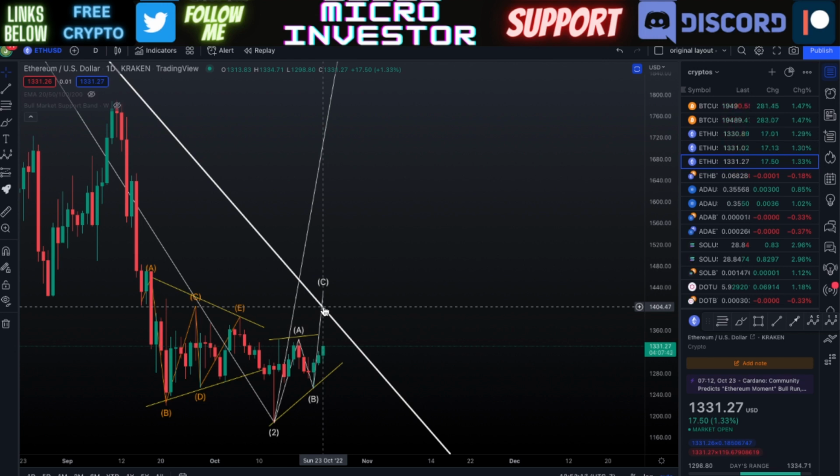But right now, things are looking good. So Ethereum's also within this other wedge pattern here. So what we have is an ascending triangular pattern.